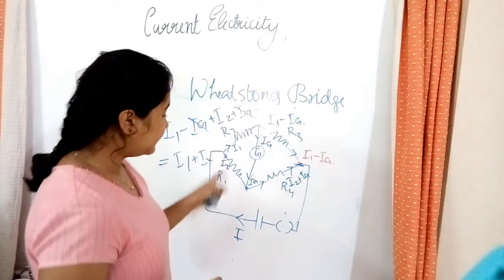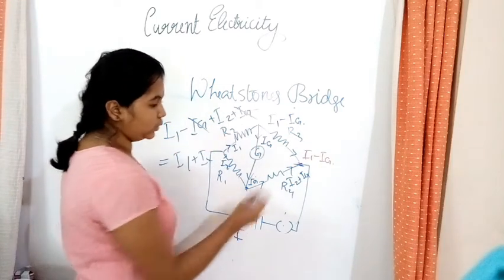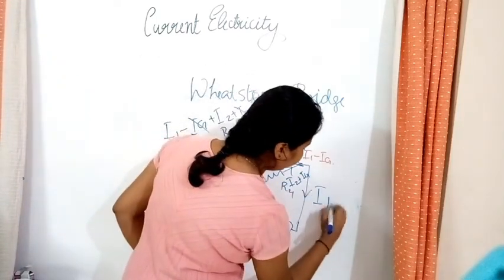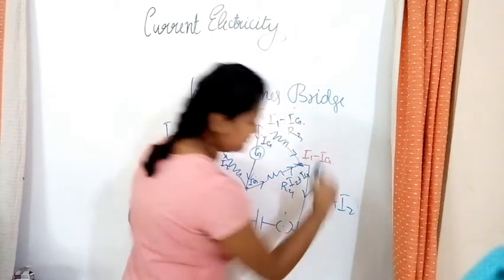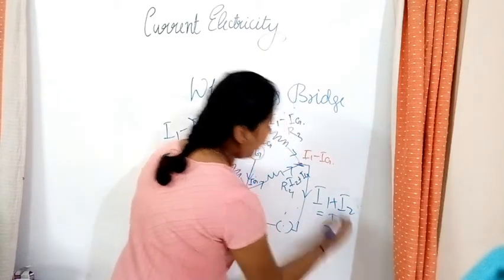What is I1 plus I2? See, this I only split into I1 plus I2. So this is I1 plus I2 current that is flowing through here, which implies the current is equal to I.